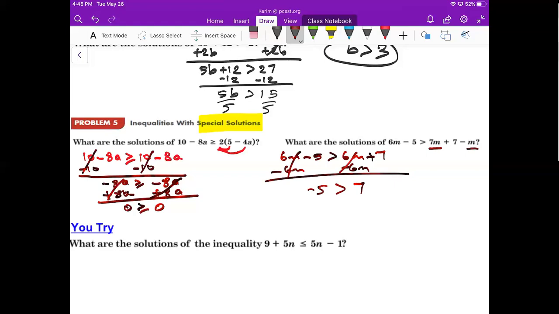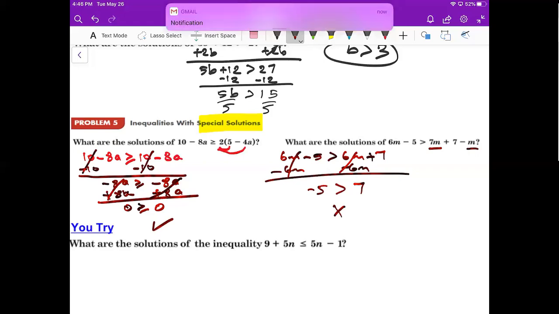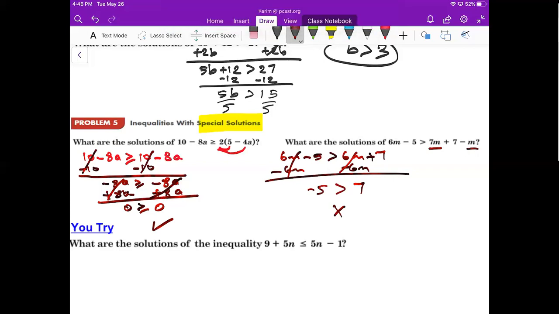What I know about math is that a negative number cannot be greater than a positive number, okay? And remember, on the number line, the right side is always greater than the left side. On the right side we have positive numbers, on the left side we have negative numbers. So positive numbers are greater than negative numbers, not negative numbers greater than positive numbers. So this is a false statement, okay? For a false statement, we call that no solution. It doesn't matter what kind of number you use, you're not going to get a true statement. You're always going to get a false statement.